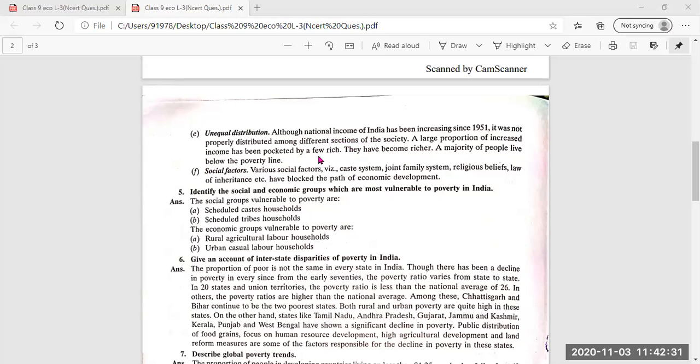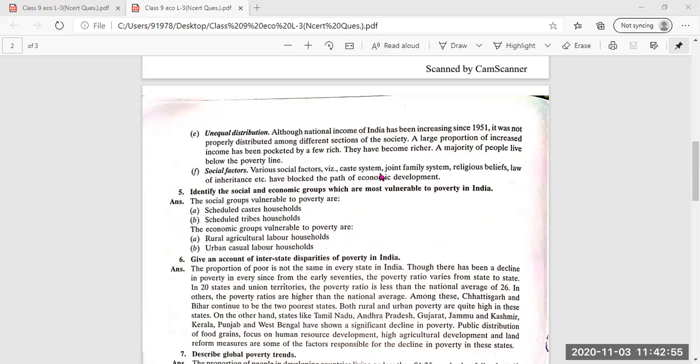and they have become richer, and the majority of people live below the poverty line. When there is this unequal distribution of national income, the rich have become richer, but the poor people have not benefited at all from this increase in national income, and thus they fall below the poverty line. Clear? Now, the last point in this is the social factor.